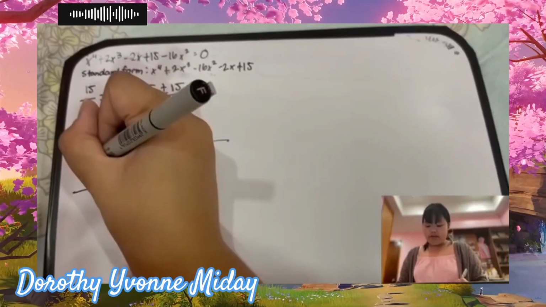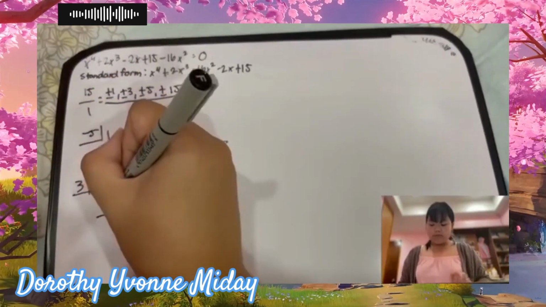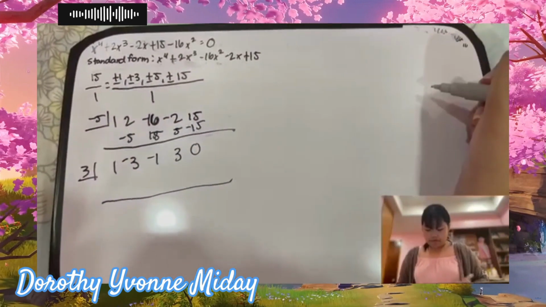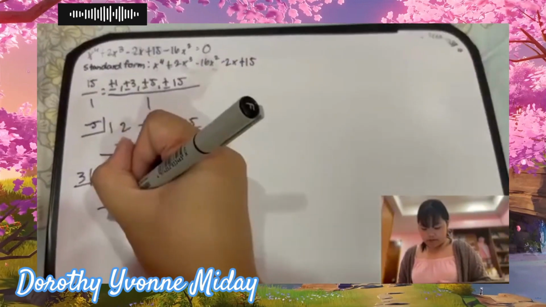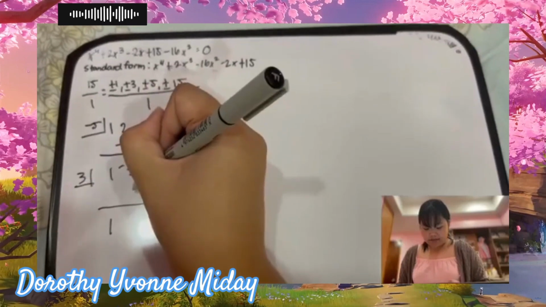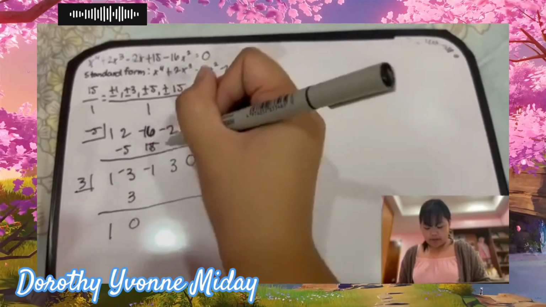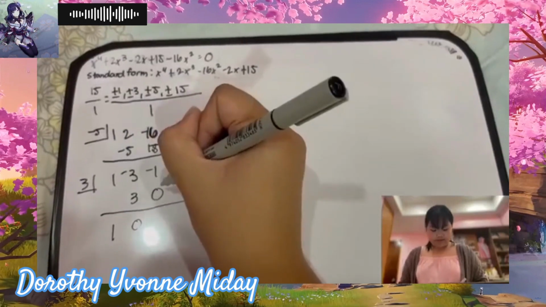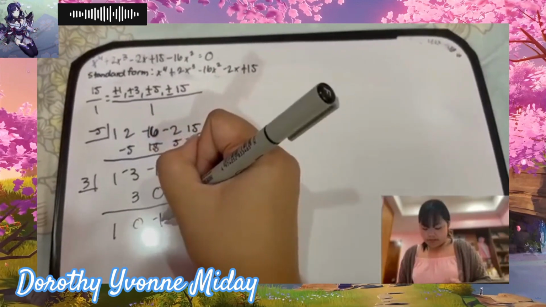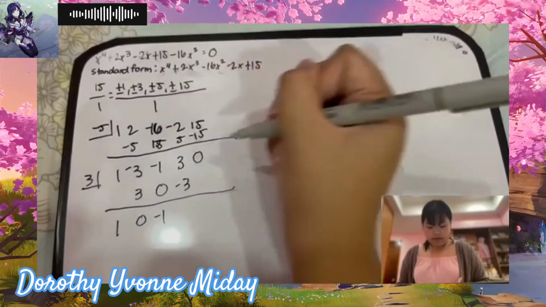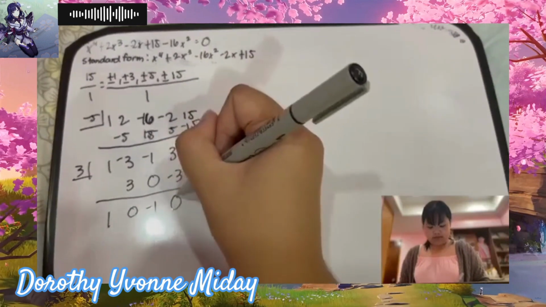So second, the possible zero we're going to use is 3. Again, bring down 1. So 1 times 3 is equal to 3. Negative 3 minus negative 3 is equal to 0. 0 times 3 is equal to 0. Negative 1 minus 0 is equal to negative 1. Negative 1 times 3 is equal to negative 3. Positive 3 minus negative 3 is equal to 0.